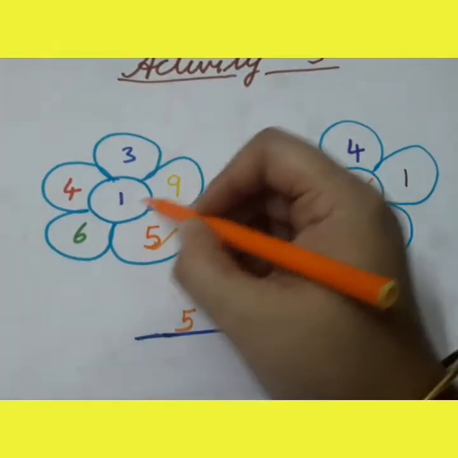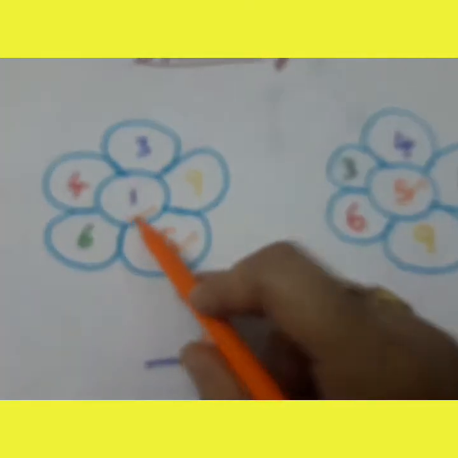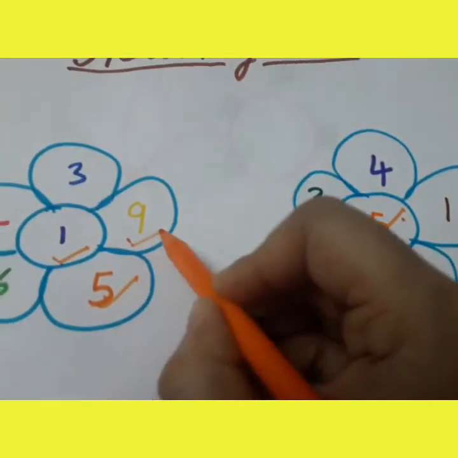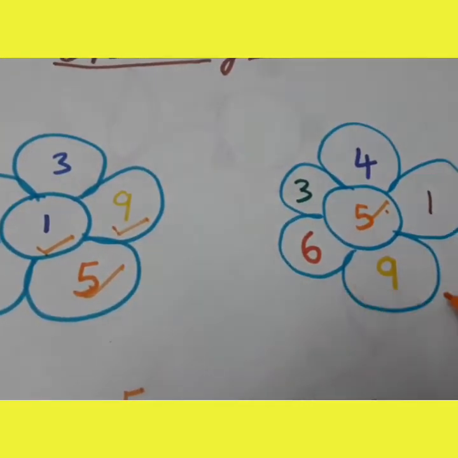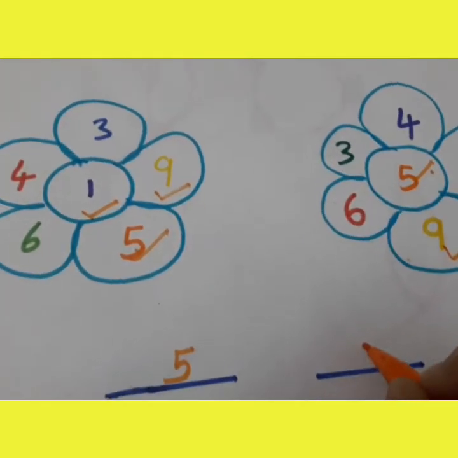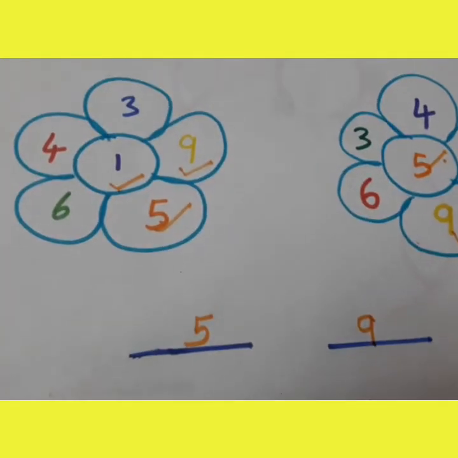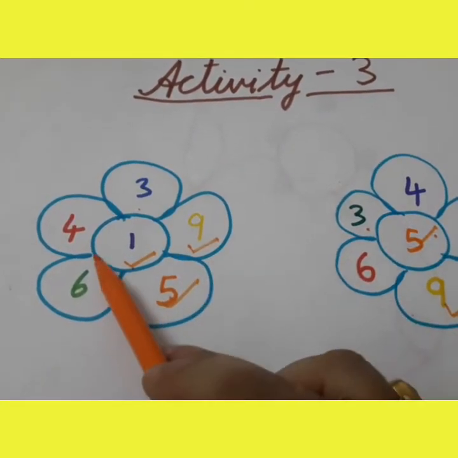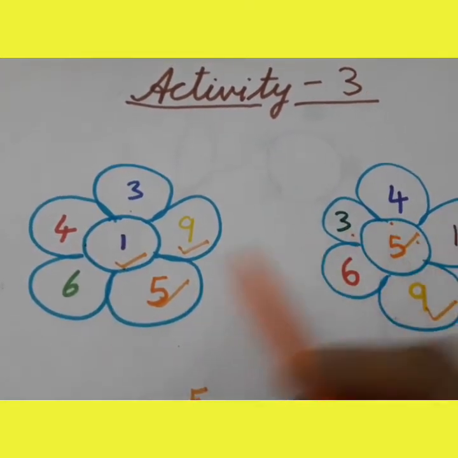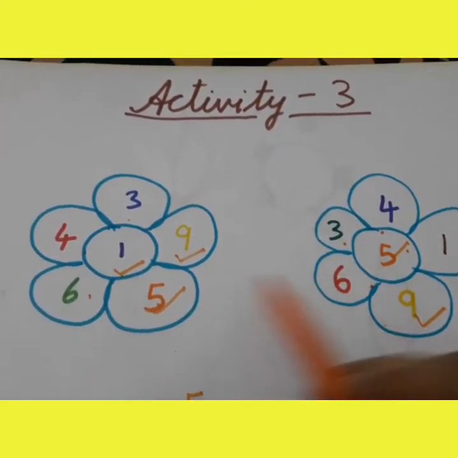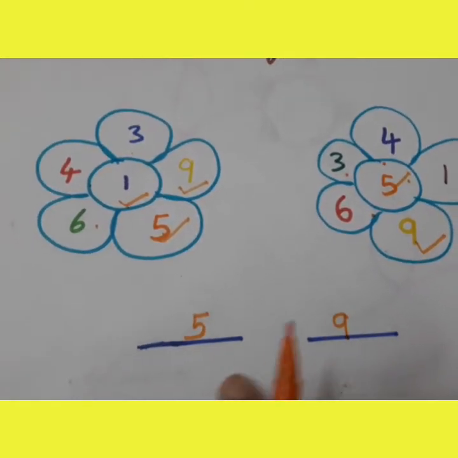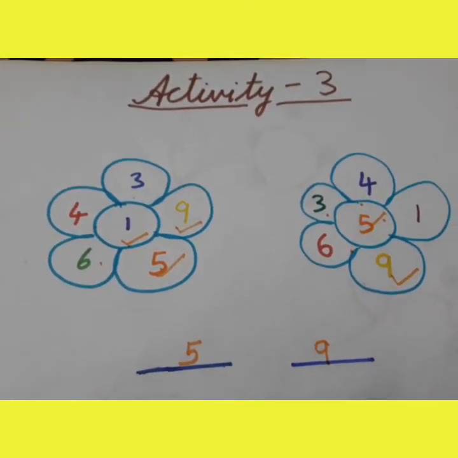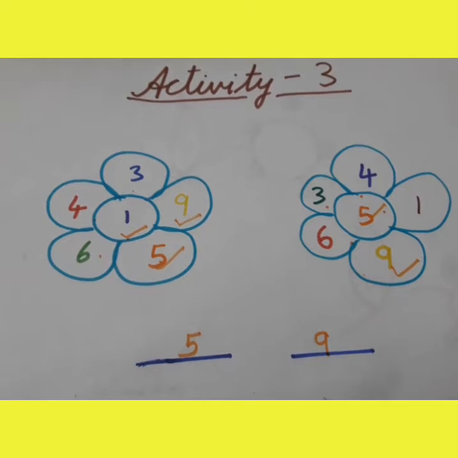Next, see the number 1. Here we are writing it with blue, but here we are writing it with brown. So we will not choose 1. Now look at the number 9. We are writing with yellow. Here also we are writing it with yellow. So we will write the number 9 in the dash. 3, here also 3 but with different colors. 4 with different colors. 6 with different colors. So we will not write any other number but 5 and 9. So you can give such activities to your children which will help them to increase their memory.